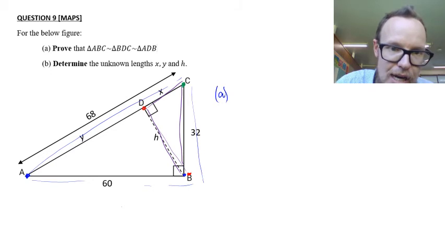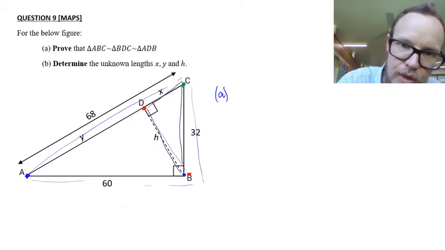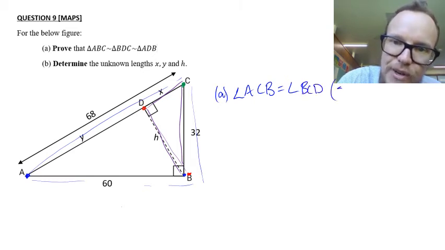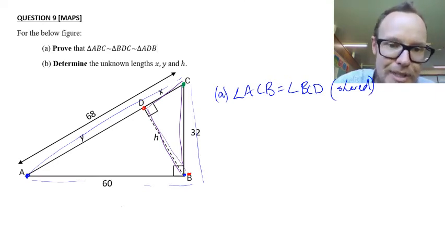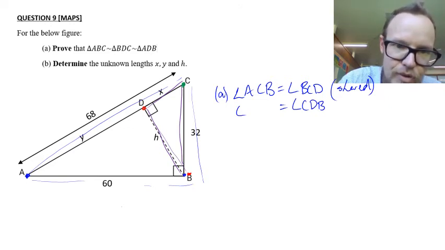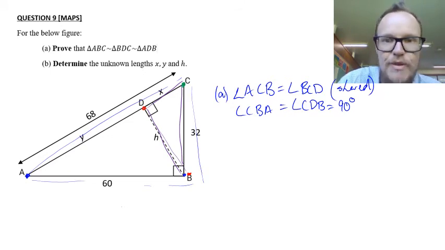So let's look at angle ACB. So we can say angle ACB is equal to angle BCD. And the reason for that is because it is shared. Now, if we have a look at the angle here, CDB on this triangle, CDB is going to be equal to angle A. No, it's not. It's going to be equal to angle CBA. And the reason for that is because they're both marked as 90 degrees. The final angle must also be the same.